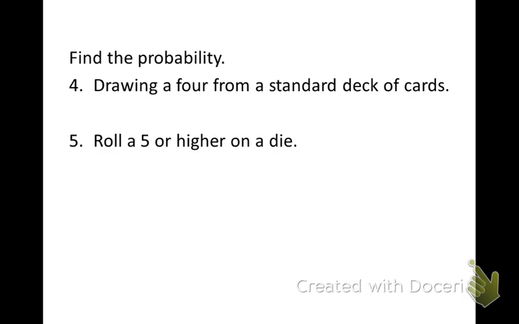Find the probability. So I hope you do know something about cards here. There are 52 cards in a deck. We have the 4 different suits. 2 are black, spades and clubs, and 2 are red, hearts and diamonds. And then we have the numbers 2 through 10, and you have an ace, a jack, queen, and king for each one. So what's the probability of drawing a 4 from a standard deck of cards?